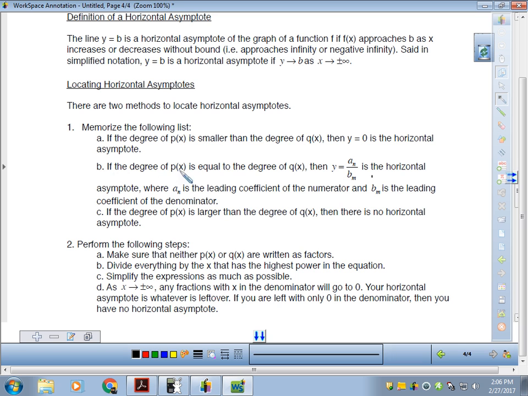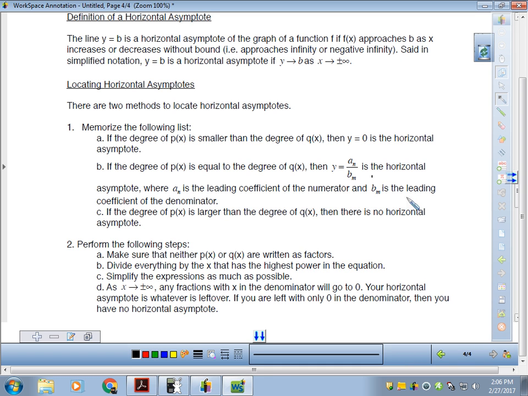B, if the degree of p of x is equal to the degree of q of x, then y equals a sub n over b sub m is the horizontal asymptote, where a sub n is the leading coefficient on top, and b sub m is the leading coefficient on bottom. So if the powers are equal on top and on bottom, you just divide the leading coefficients.